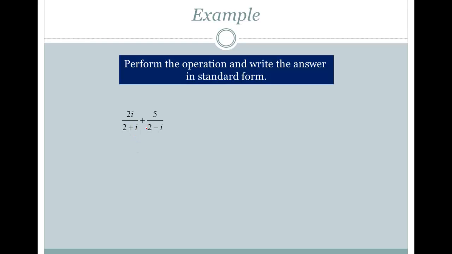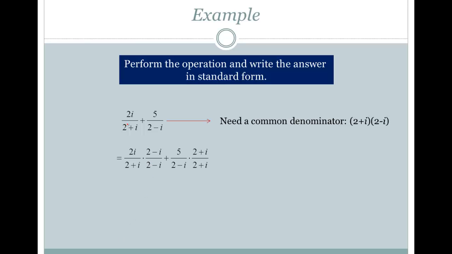Here we're going to have an addition, but before we can add them, we need to have a common denominator. The common denominator here is actually a pretty straightforward one: 2 plus i times 2 minus i. So I'm going to multiply top and bottom of this first term by 2 minus i, which happens to be the conjugate, which makes it nice, and this term by 2 plus i, top and bottom. If I do that, the bottom is 4 minus i squared, so I'm going to have a common denominator here.